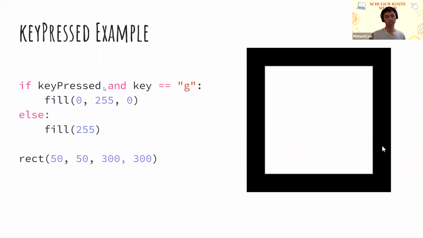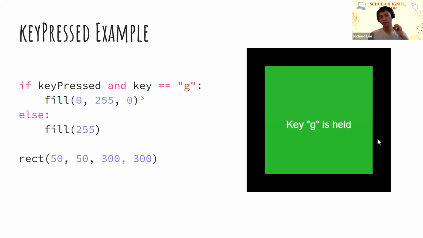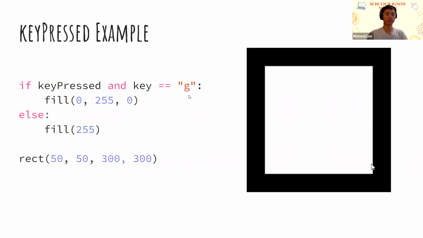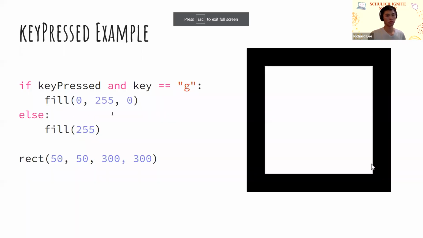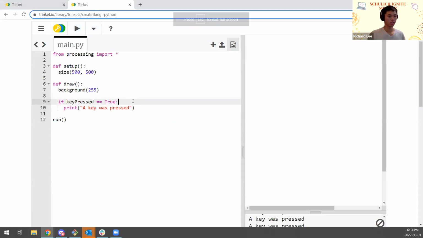If key pressed and the key is G, that means if somebody's holding their finger down on the G button, then this code will run. If they release their finger from the G button, it should stop because key pressed is no longer being held. However, the key is G part is still being held down. In fact, I can show you guys this. So if key pressed is true and key equals quote G quote, we could print a key was pressed.